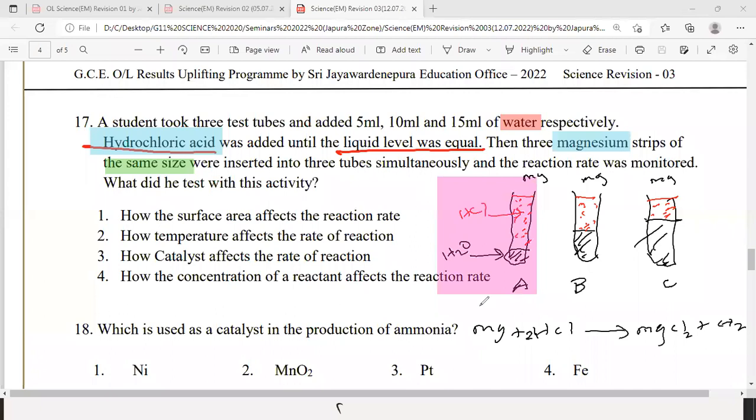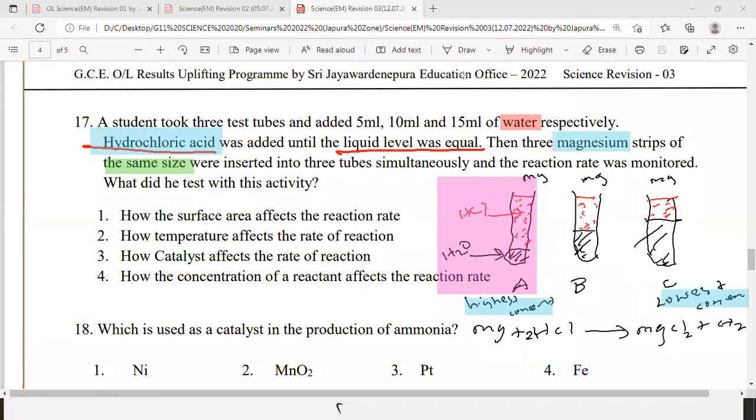More HCl, less water. So I'll write below A, highest concentration. This one has the lowest concentration. A has the highest concentration. C has the lowest concentration. So therefore, the effect of which factor is tested here? Concentration of the reactants. The effect of the concentration of the reactants on the rate is tested here.